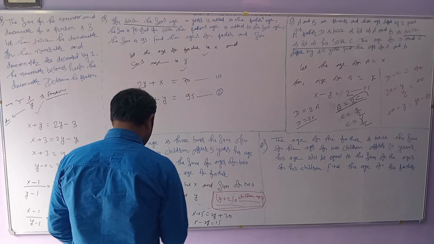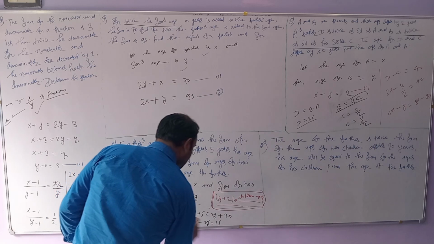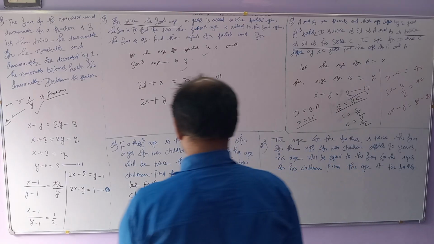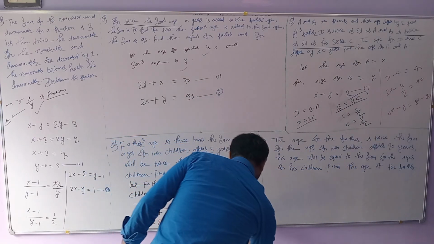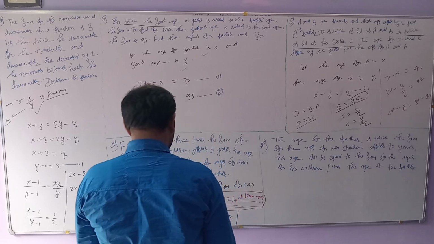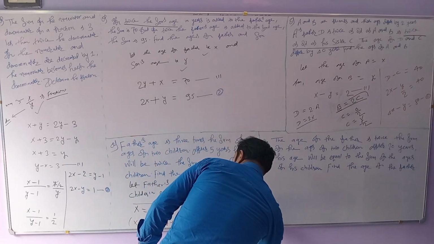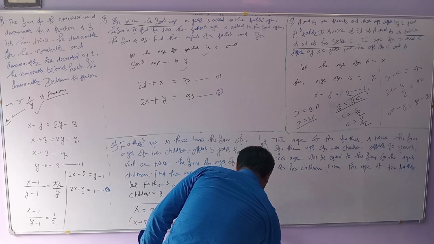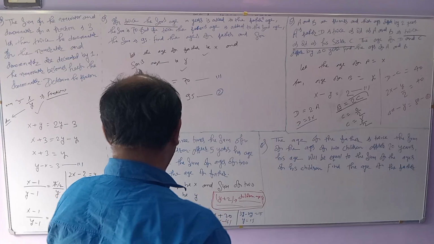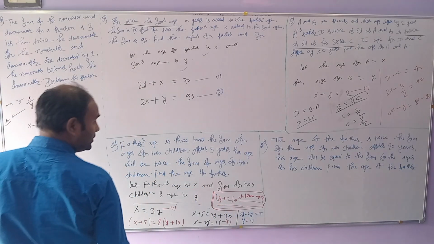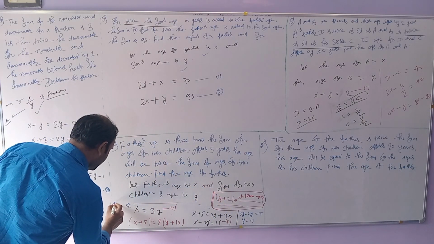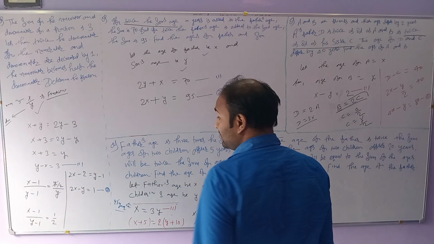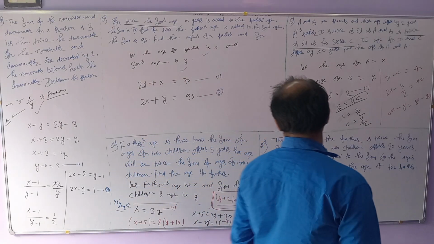We put the value of x in equation second, we get a result. 3y minus 2y is equal to 50. y is equal to 50. That means x becomes 45 years. When we put the value of y in this equation, we get a result of 45 years.